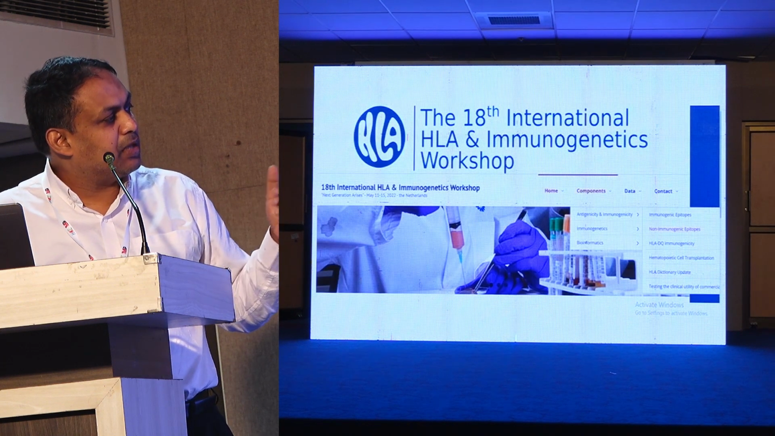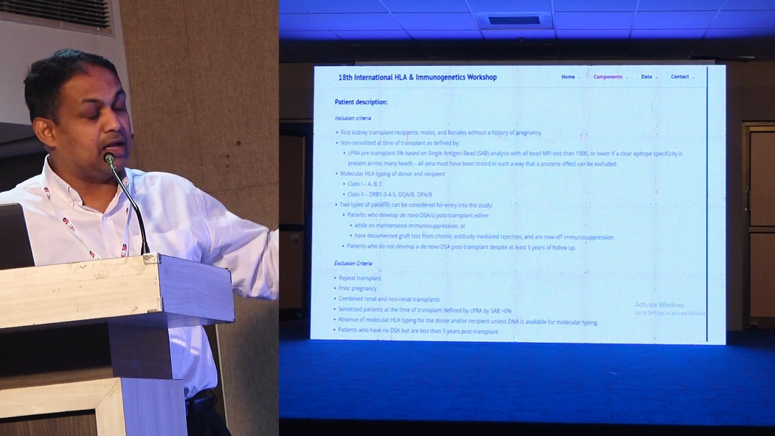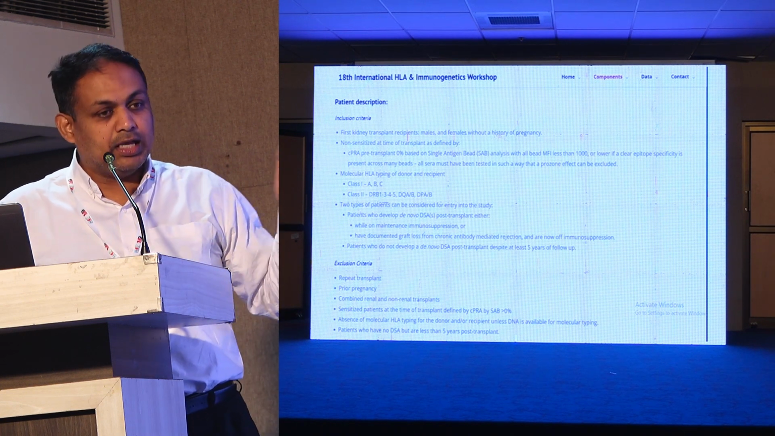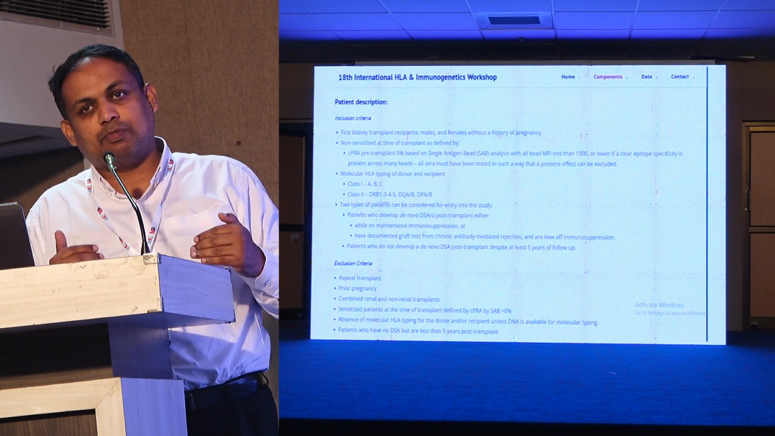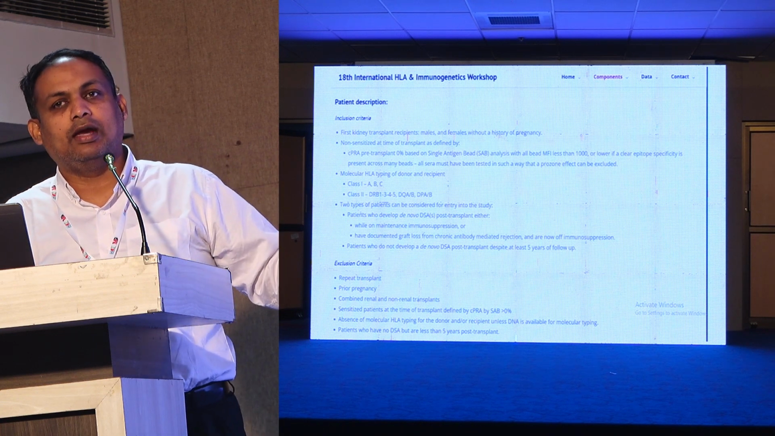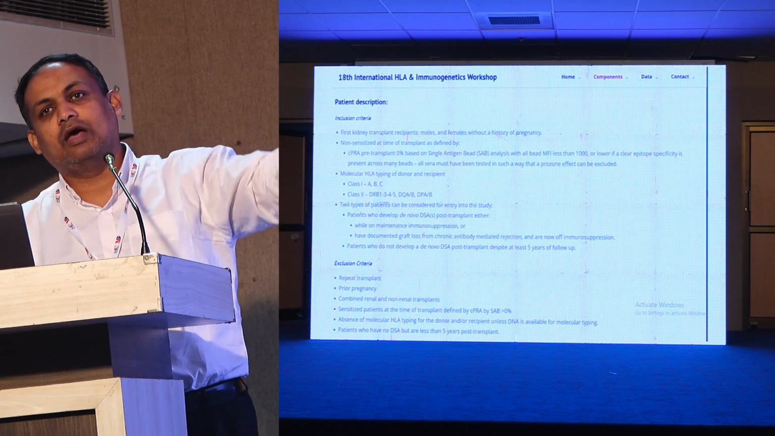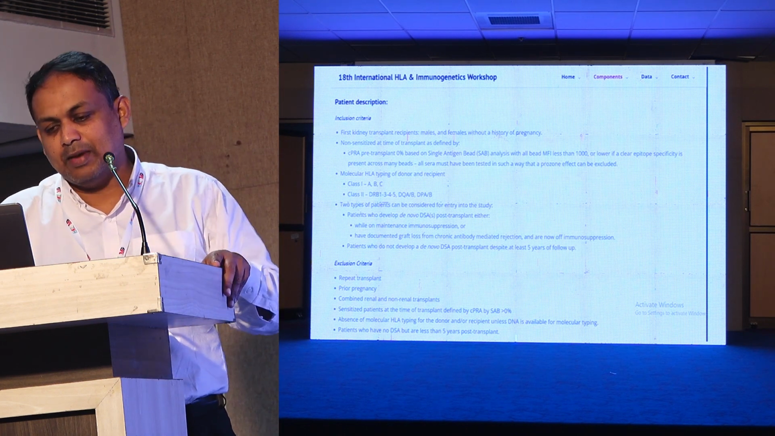And actually, this is an ongoing study, and they are recruiting patients. Any center can participate. What they want is naive patients with no HLA antibodies in their system. You get transplanted, you check antibodies, and finally 5-6 years down the line, we see that one cohort will have de novo antibodies and other cohorts will not have any de novo antibodies, and you are looking at the epitope matching.